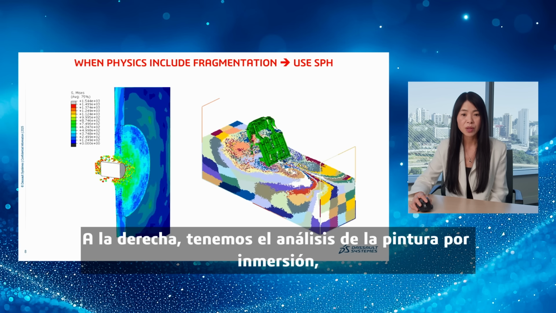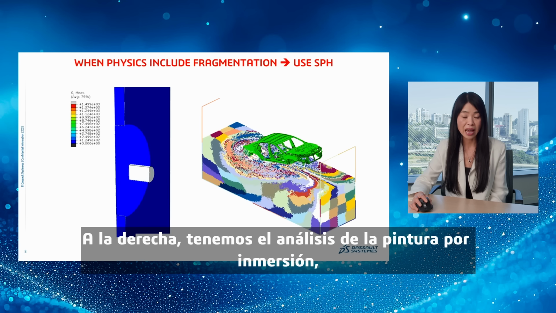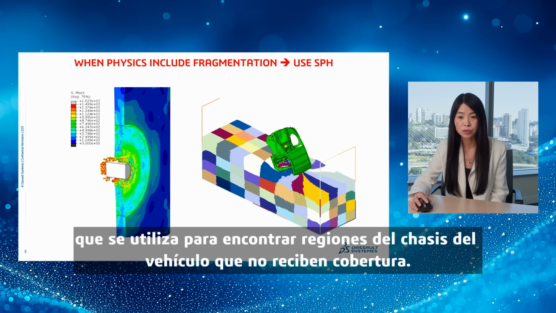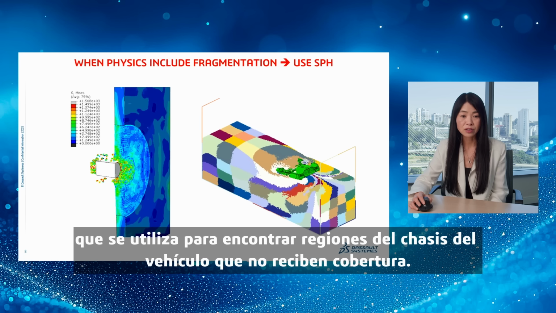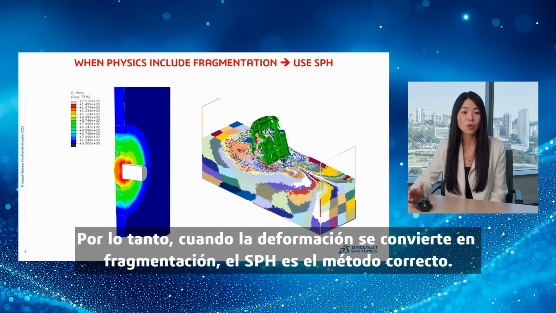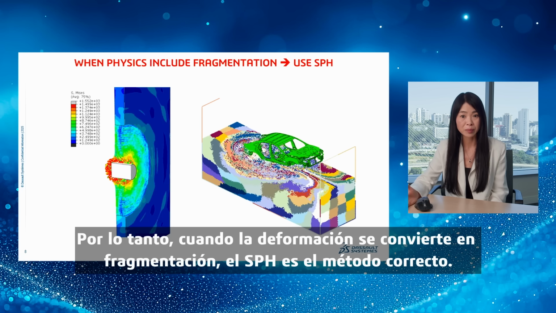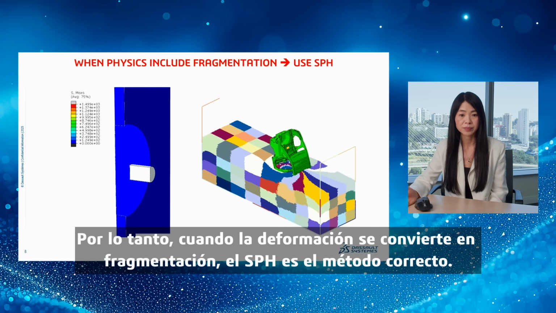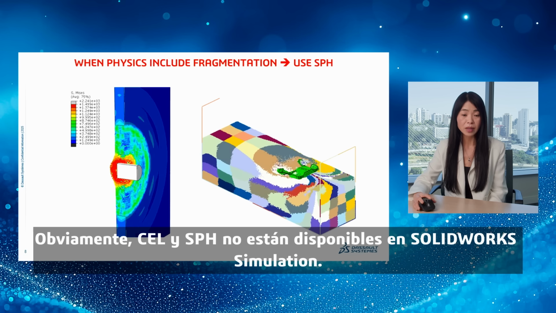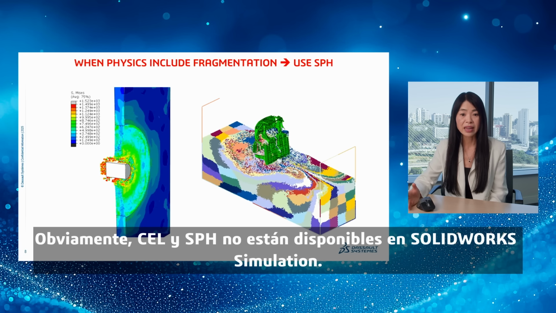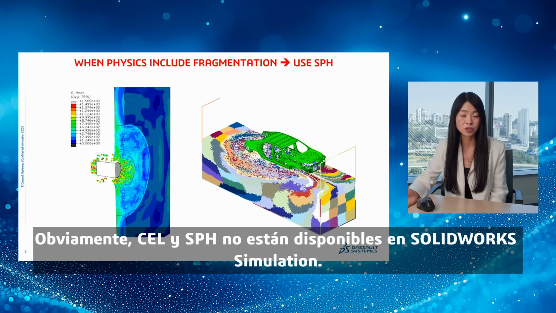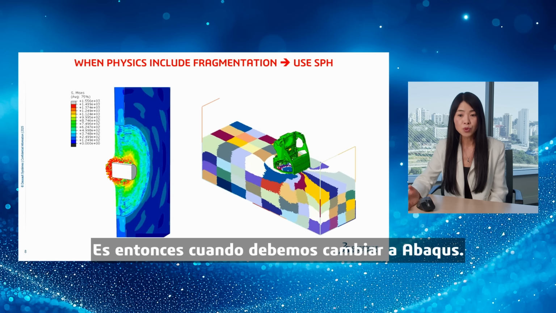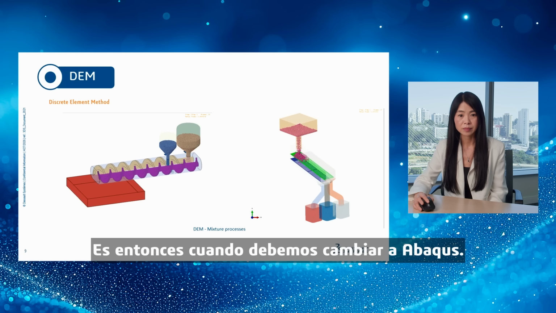On the right, we have dip painting analysis, which is used to find regions of the vehicle chassis that fail to converge. So when deformation becomes fragmentation, SPH is the right method. Obviously, CEL and SPH are not available in SolidWorks Simulation. That's when we need to move to Abaqus.